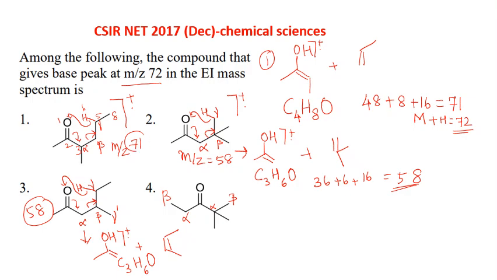So out of all the 3 options, in the first one we got m by z of 71. In the second case we have got 58. In the third case we have got the m by z as 58. So the closest to 72 is 71. So under mass condition it would have taken up one more proton, giving the formation of 72. So 71 plus the mass of one proton, which is 1, it will become 72. So the correct option is 1.